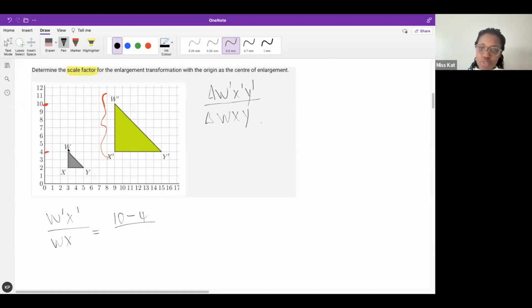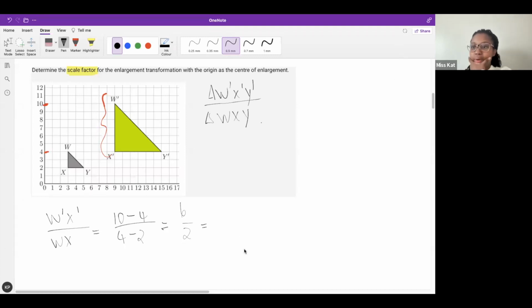And now let's go to the gray one. How long is WX, the original WX, guys? Oh, Setabile already knows the scale factor. What is it, Setabile? Give us a hint. It is 2 because it is 4 minus 2. So this is going to give us 6 over 2, which is equal to what?